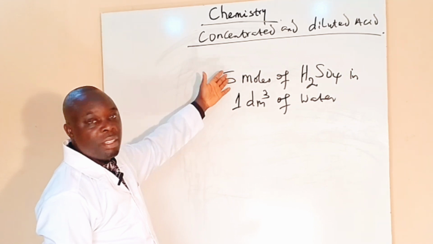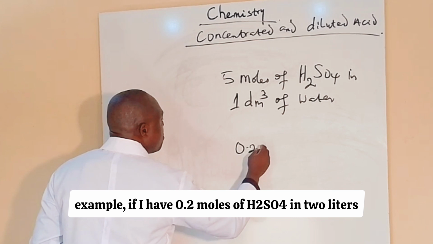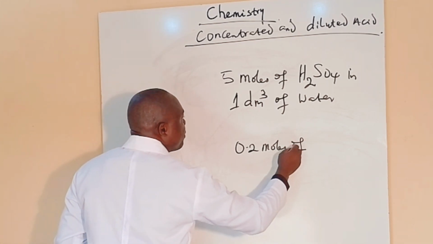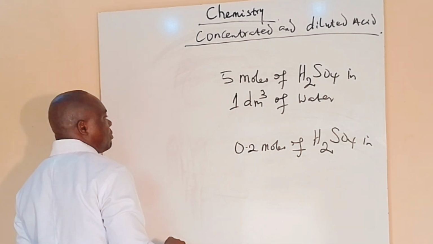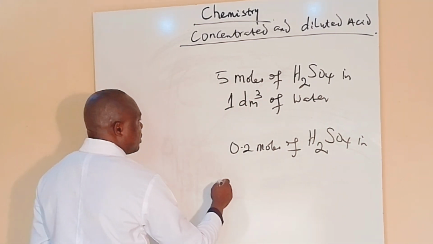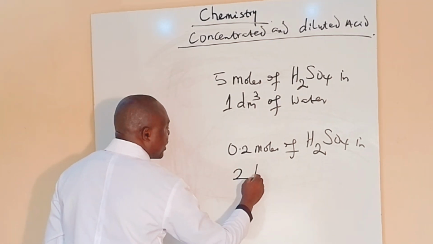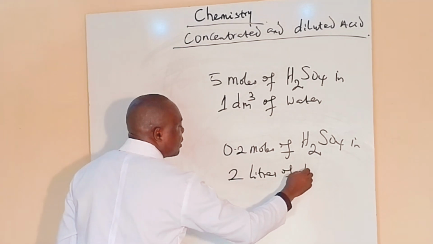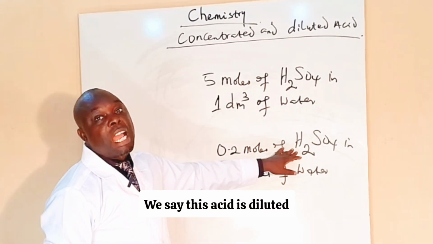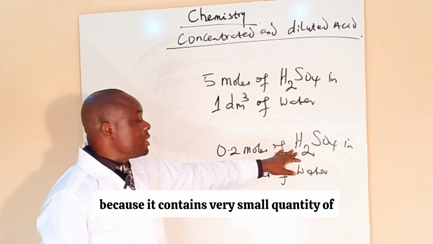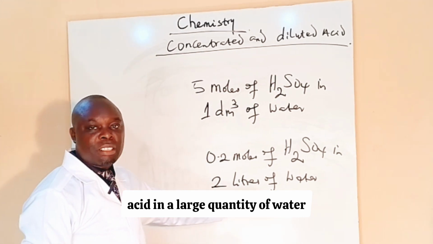But if I have, for example, 0.2 moles of H2SO4 in 2 liters of water, we say this acid is diluted because it contains a very small quantity of acid in a large quantity of water.